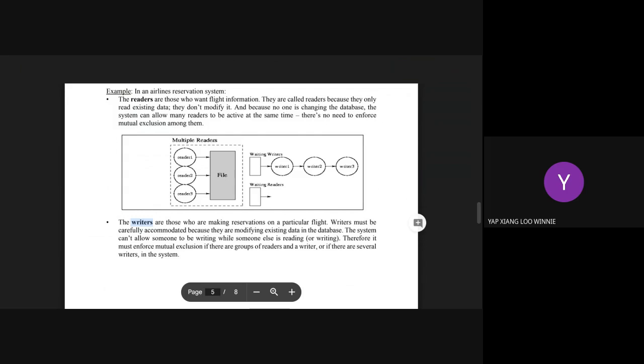It's like person A books seat 25, and person B also books the same seat, and you also allow it. So that comes to an error, right? So mutual exclusion is very important. If you don't implement it right, it might occur that two or more persons book the same seat.